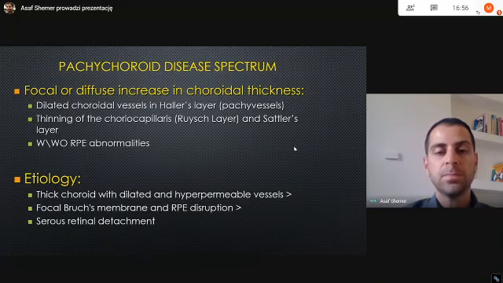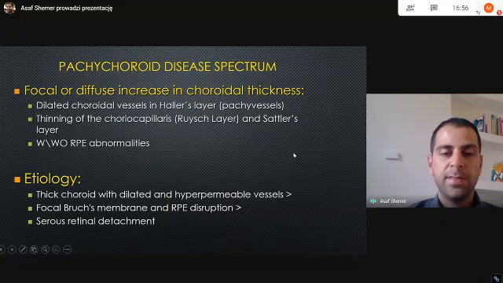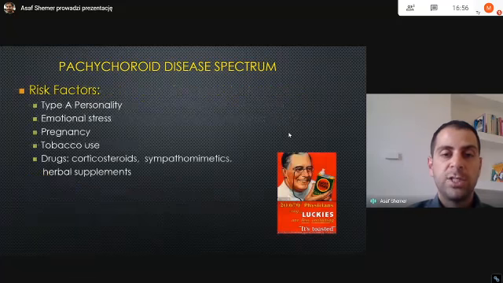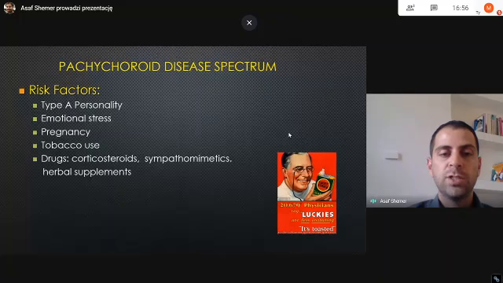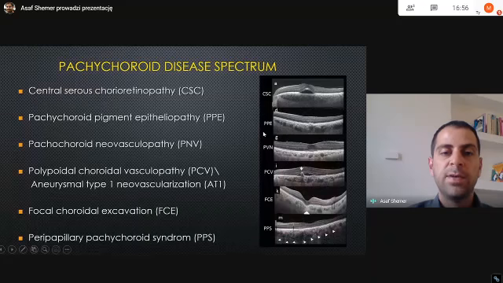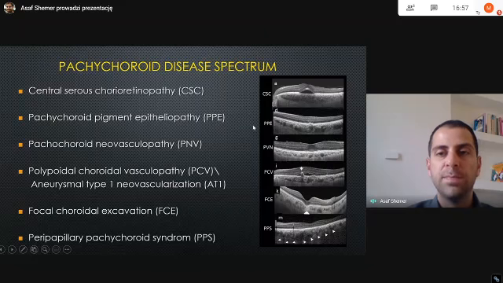The etiology is not fully understood, but most hypotheses think that thick choroid with dilated or hyperpermeable vessels lead to focal Bruch membrane and RPE disruption that leads to serous retinal detachment. There are multiple risk factors such as type A personality, emotional stress, pregnancy, tobacco disorders, and drugs. And there are several clinical manifestations that have been described to reside within the Pachychoroid spectrum disease. So this is actually a spectrum of several diseases as we now understand it.